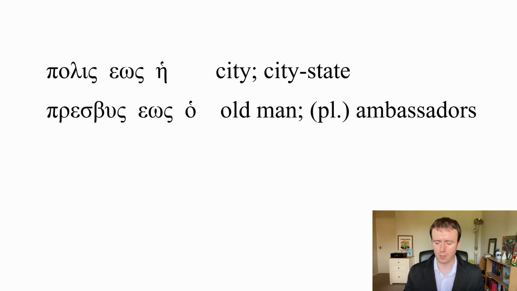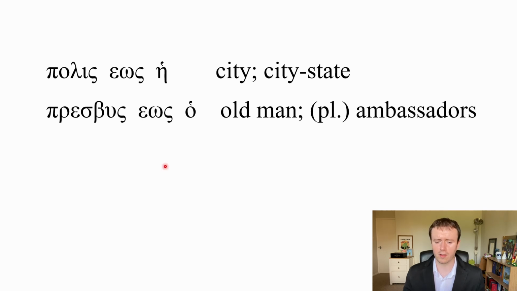Secondly, here we have the noun presbys, which means old man in the singular or ambassadors in the plural. It has a different meaning in the plural to the one that it has in the singular. You could also say elder instead of old man, and that's where we get the word Presbyterian from. Anyway, presbys ends in us in the nominative singular and eos in the genitive singular, and therefore it must be a 3E noun of the second kind.